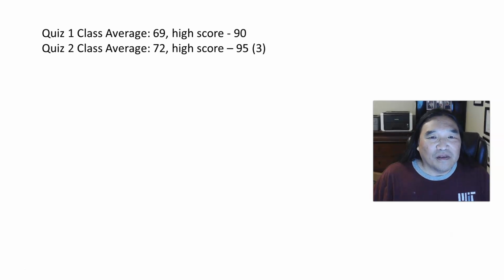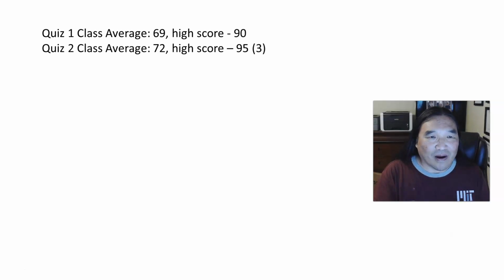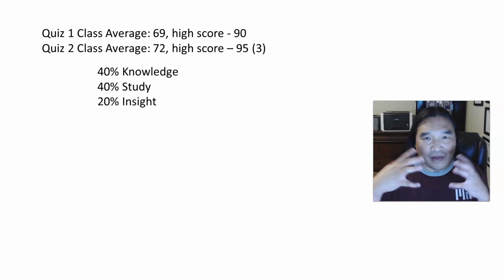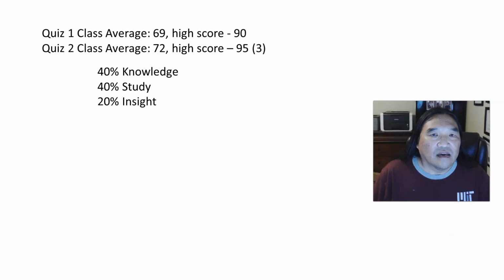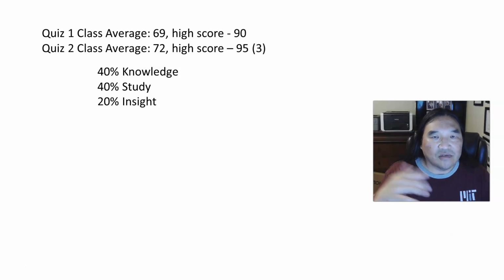Quiz 2, you did a little bit better, but the interesting thing is the high end went up quite a bit. 3 people got a score of 95. The problem is that the low end, people started dropping off. Now, in looking at these quizzes, what is in it exactly? Well, 40% is what you're used to. Those are knowledge questions. If you know anything about this class, if you know the slides, you should be able to get 40%.